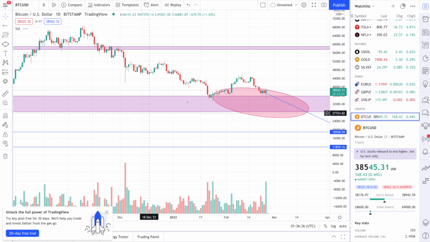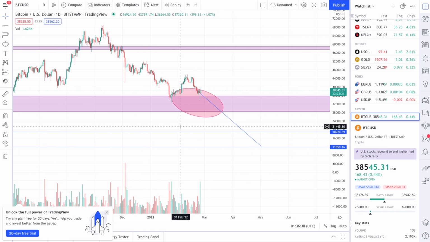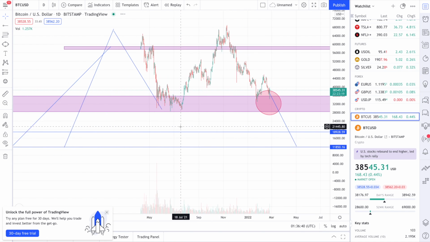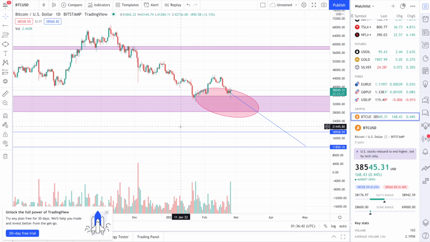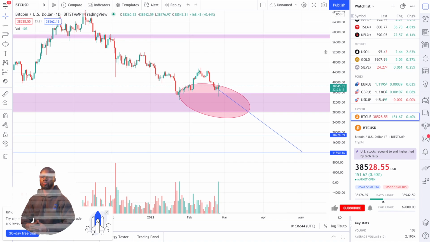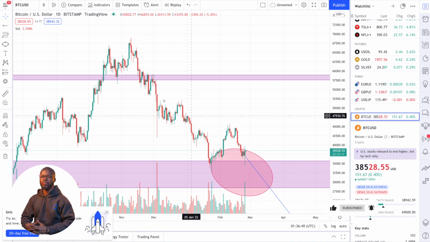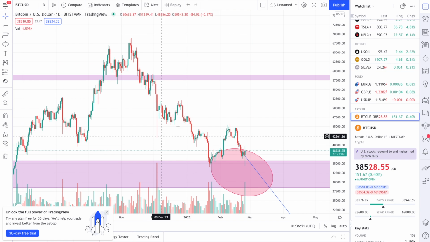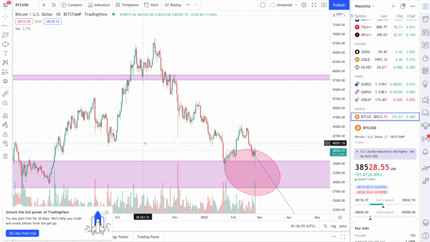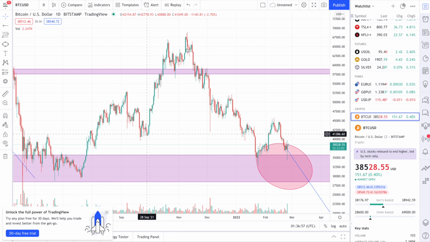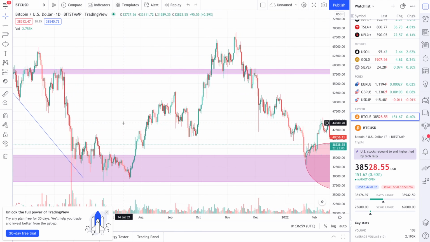Then let's get a bit of an understanding of what's happening. On the daily, it looks more like a channel, following dailies. It looks quite bearish because right here you see it looks like a head and shoulder. It looks quite bearish.